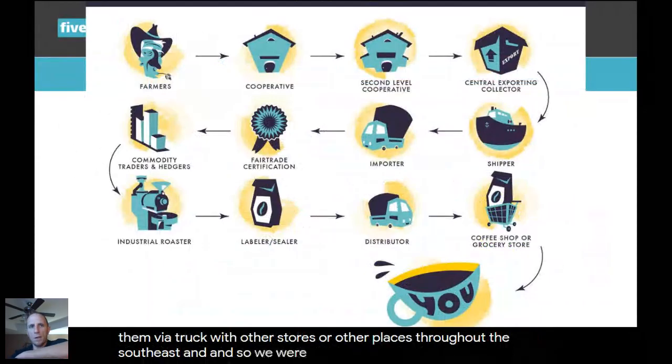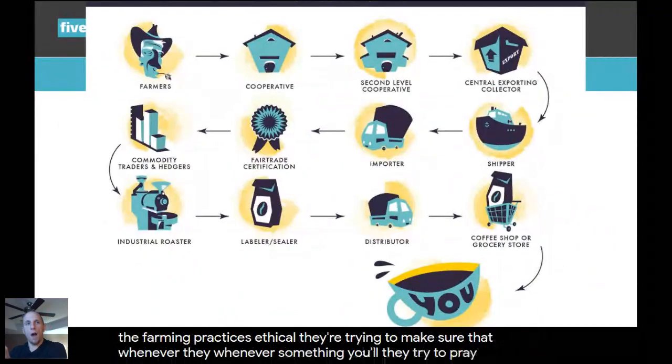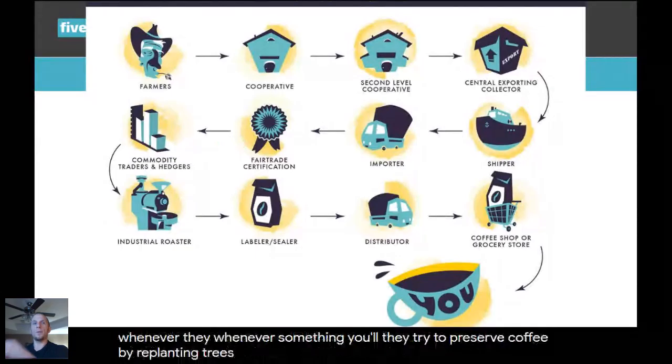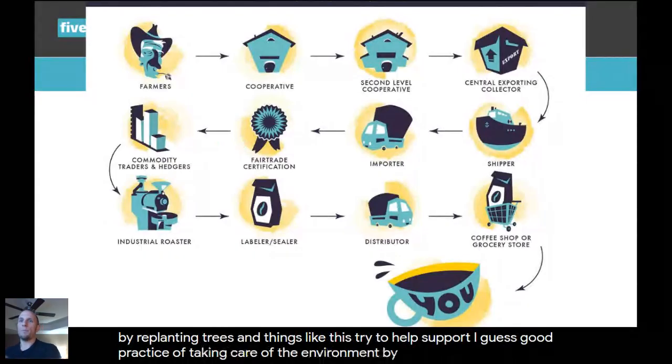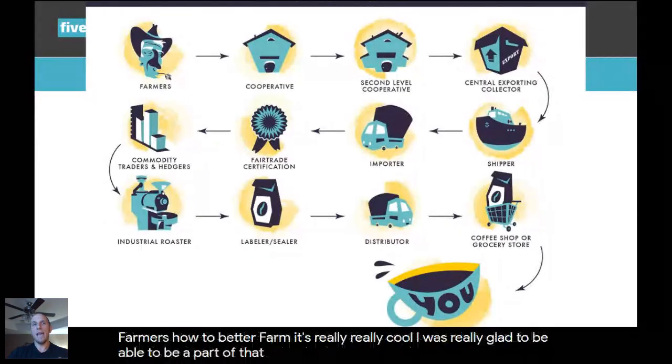We were there talking to the people running that factory, and Starbucks doesn't use fair trade, but they still have a process that is very, very similar to ensure that the farming practice is ethical. They try to preserve coffee by replanting trees, taking care of the environment, replacing things that get lost through disease or whatever. They try to teach farmers how to better farm. It's really cool. I was really glad to be a part of that and see how that happens from their standpoint. Very, very similar to fair trade.